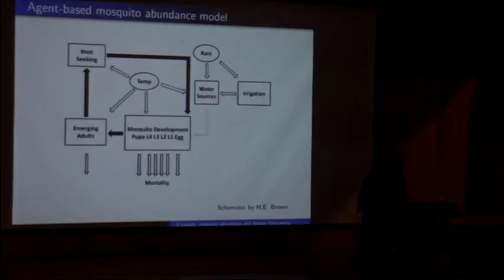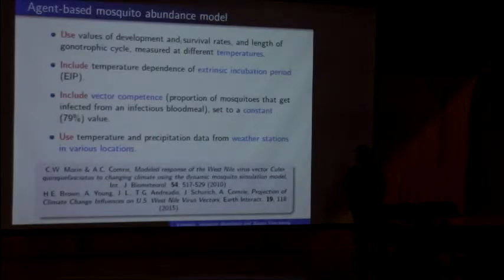So essentially, we use measurements that were done in the lab with incubators and things like this. We didn't do that. We found them in the literature to get all the parameters and the development rates for the mosquitoes, the length of the reproductive cycle, that's the gonotrophic cycles. And we also use temperature and precipitation data from weather stations that you have in given locations.